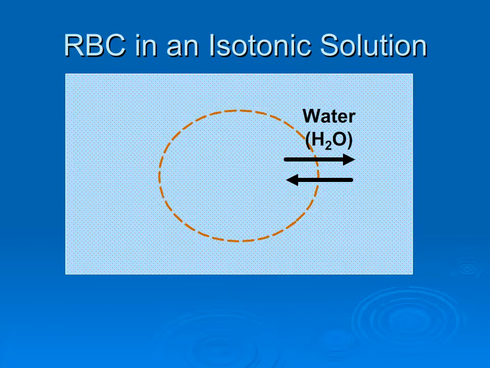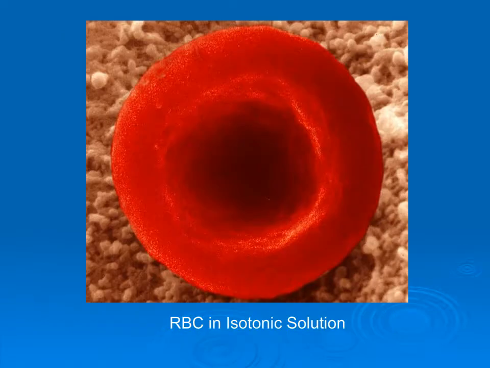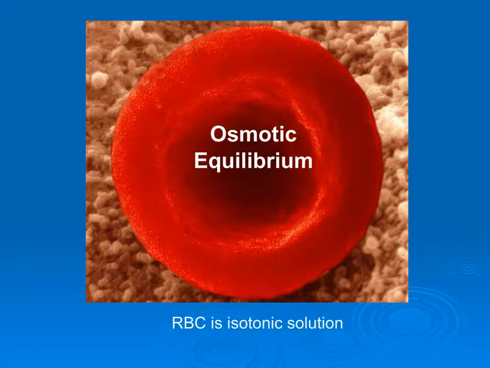Water molecules still move in and out of the cell, but there is no net movement of water, meaning the same amount of water that moves out will move in. In isotonic solutions, the solute concentration outside the cell is the same as the solute concentration inside the cell. This is a red blood cell in an isotonic solution. It normally has that depression in the center. We say that the red blood cell is in osmotic equilibrium in isotonic solutions.